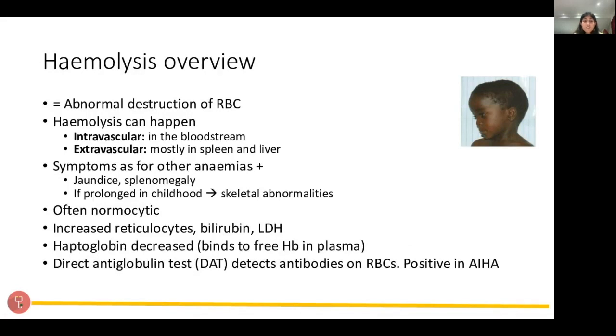And the other key thing is the direct antiglobulin test. We often do this when we're suspecting autoimmune hemolytic anemia, and the DAT test basically detects antibodies on your red blood cells, showing us that, yes, they've been marked for destruction, and we've got an autoimmune process going on.